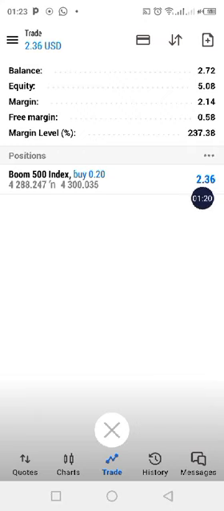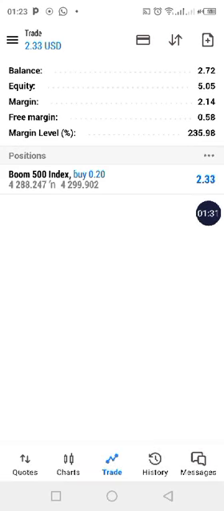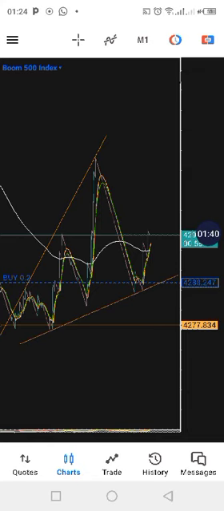So it's very possible for you to double your account, especially if you know what you are doing, and especially if you have a setup. One thing with Boom and Crash is you don't trade when you don't have a good setup. Okay, so I'm not using any indicator here. I'm just using my knowledge of price action.